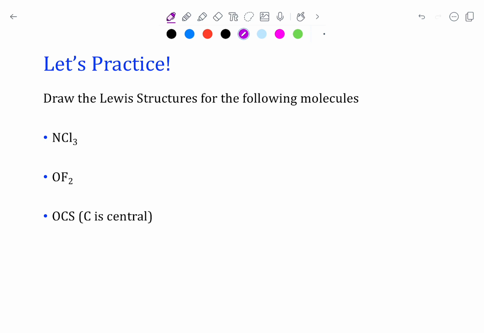on your own. The one comment I will make is about OCS, our last example here. I made the note that carbon is the central atom, so it is a carbon with a sulfur and an oxygen on either side. So that's your starting structure for what you're going to draw. So try drawing these Lewis structures, pause the video, and come back when you're ready to check your work.